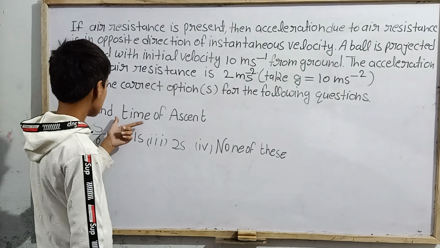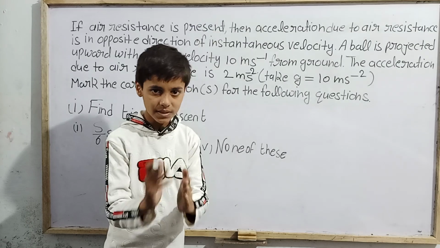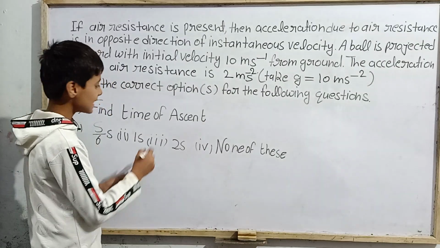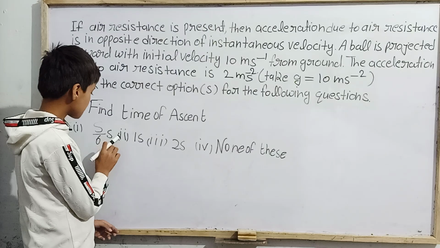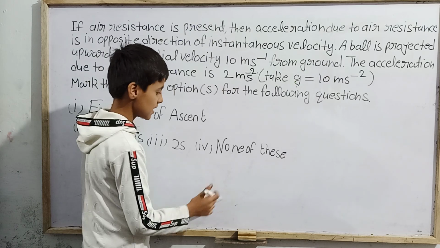First is, find the time of ascent. There are in total 3 questions in this problem, and this is the first one. The first option is 5/6 seconds, then 1 second, then 2 seconds, and the final option is none of these.